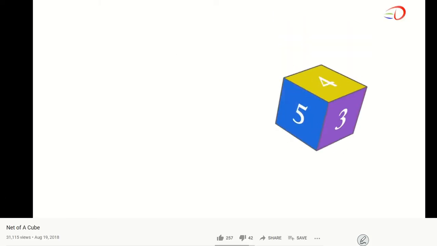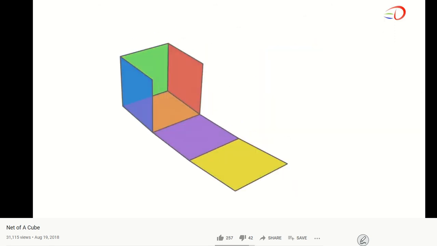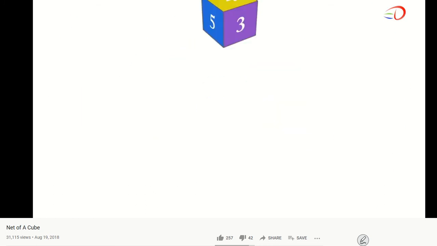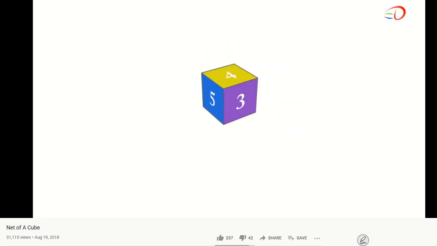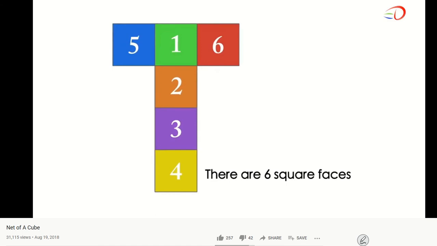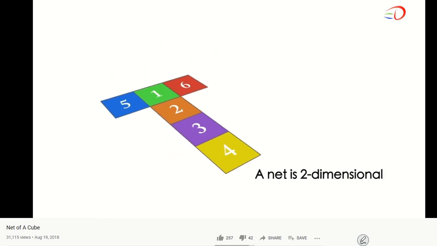Okay, so here we've got a cube, which we're going to unfold, and that turns into a net. So net of a cube. A cube is a three-dimensional shape, but when you unfold it, it has a two-dimensional net, and there are 6 square faces to this cube. 1, 2, 3, 4, 5, and 6. Those are the 6 faces, the flat sides, and so this is a two-dimensional net.